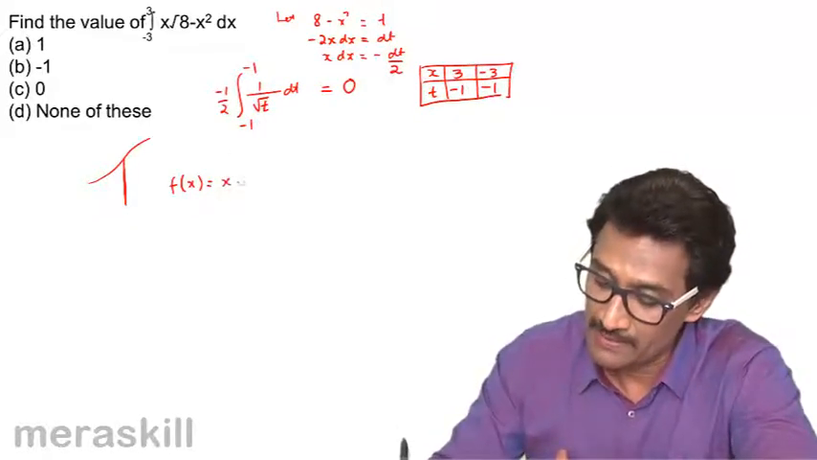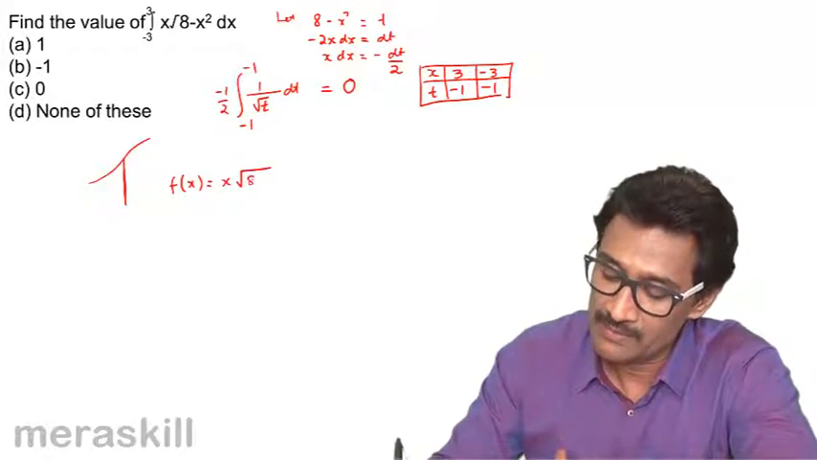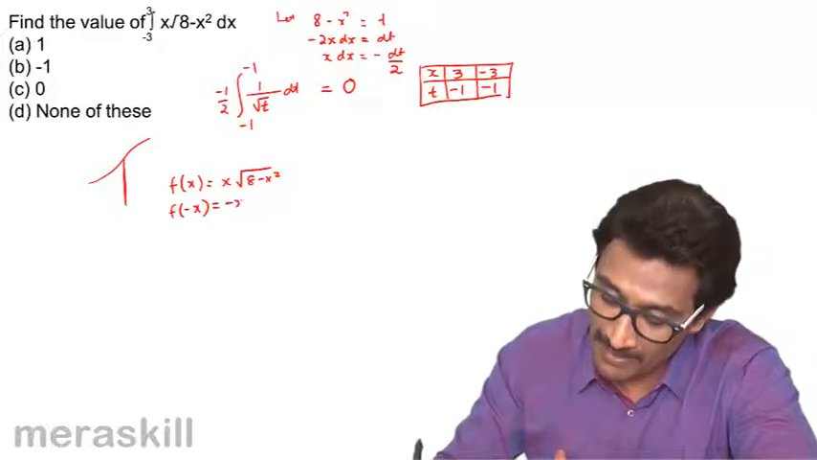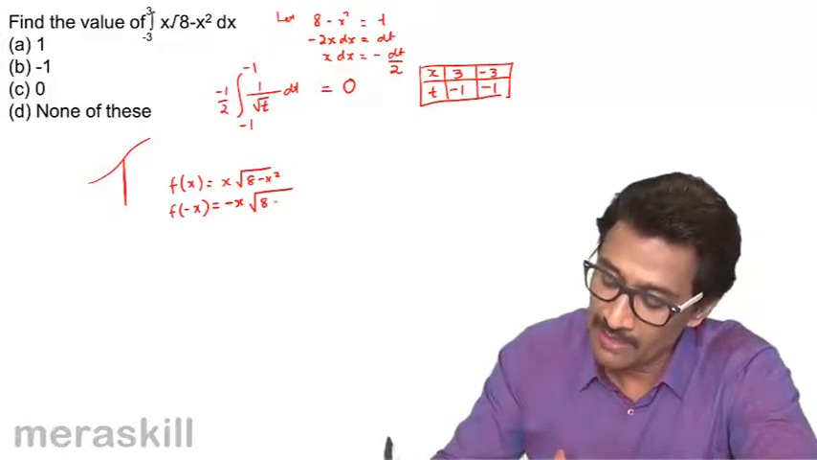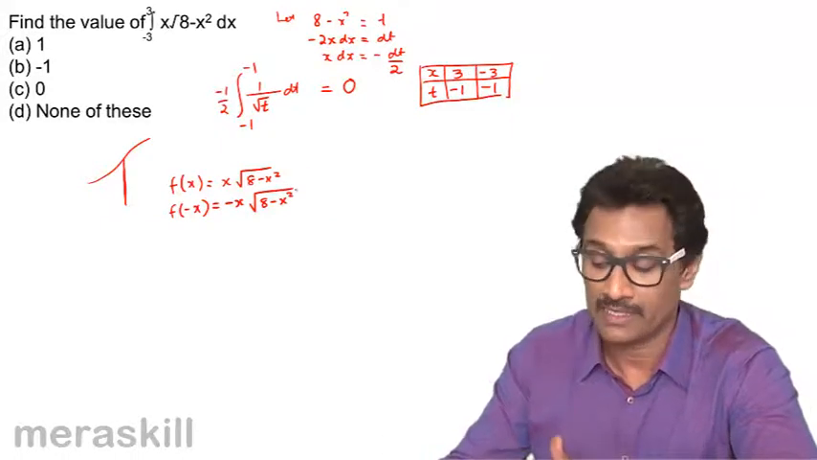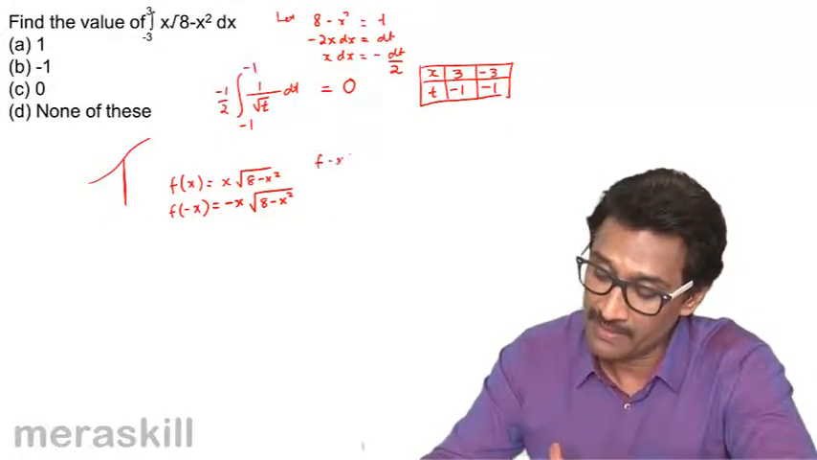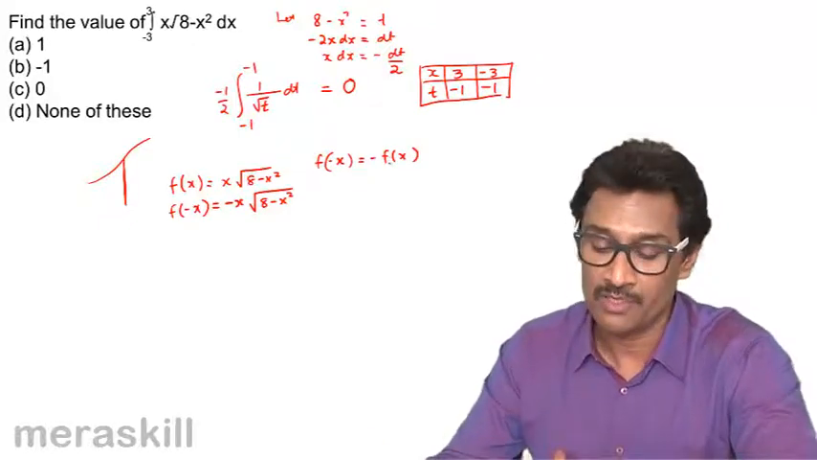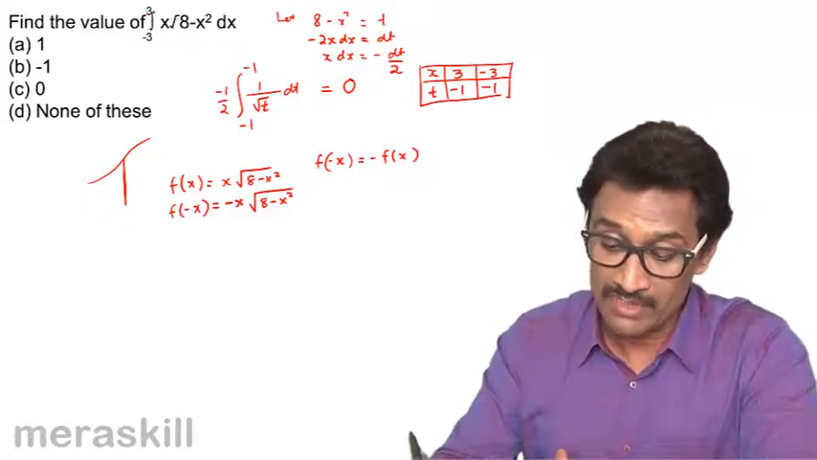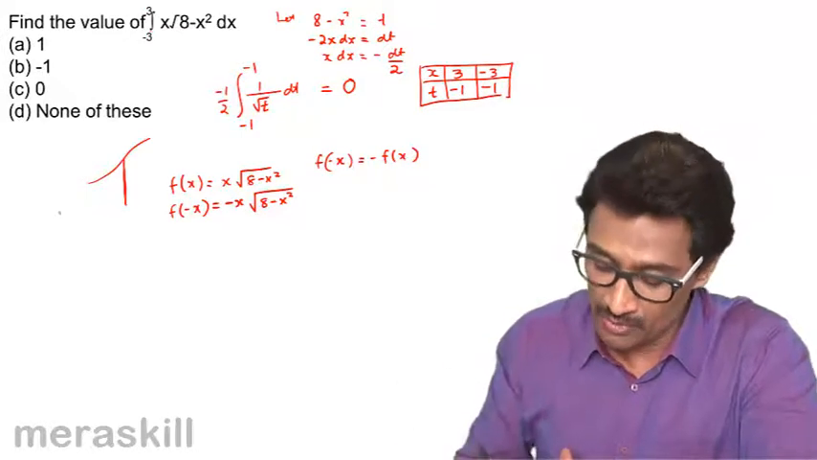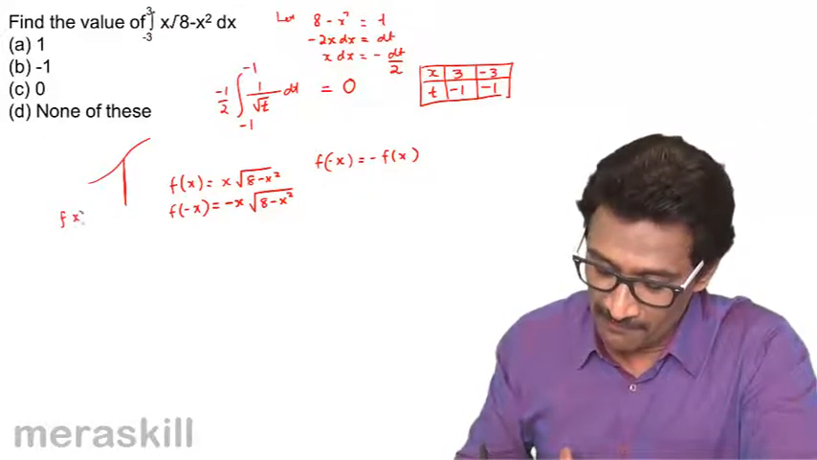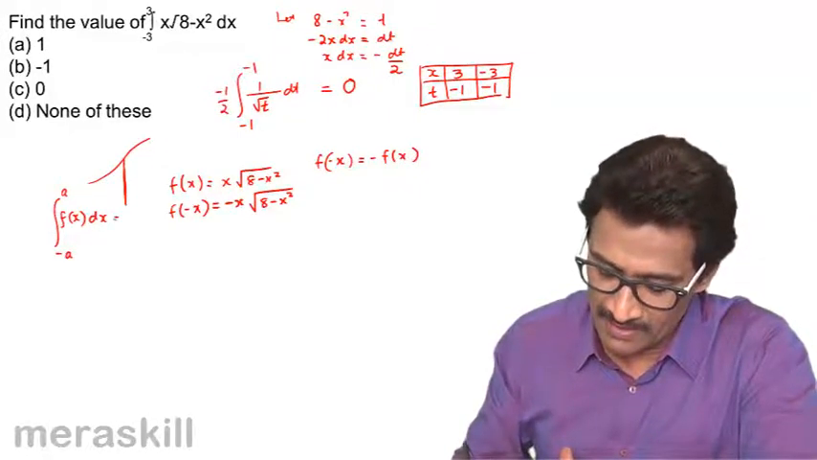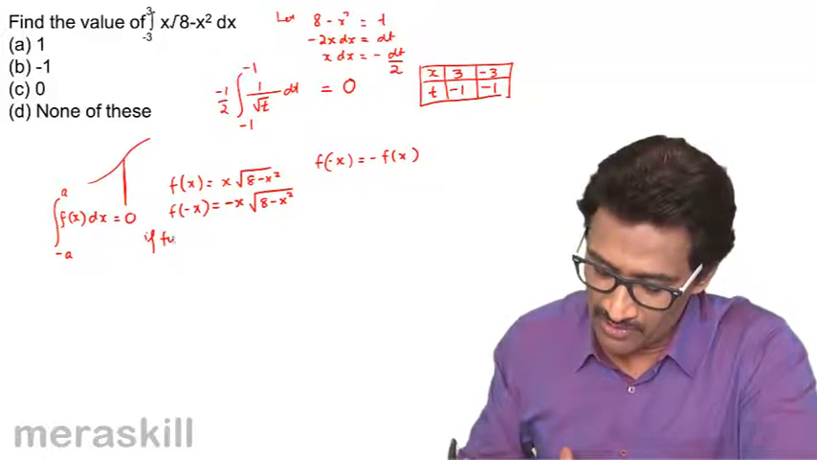Another thing is, if you see, this is an odd function, f of x, which is x into root 8 minus x square. Now f of minus x is going to be minus x into root 8 minus minus x square, which is going to be minus x square. So you see that f of minus x is nothing but minus of f of x. So it's an odd function. And it is from 3 to minus 3, that is a to minus a. So we are using the rule that the integral of f of x dx from a to minus a is 0 if the function is odd.